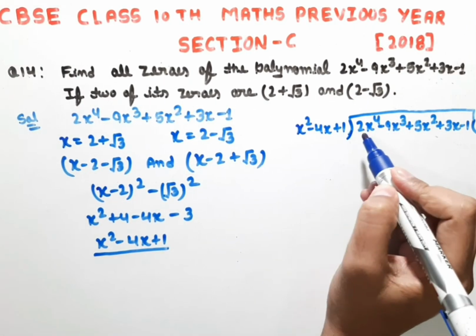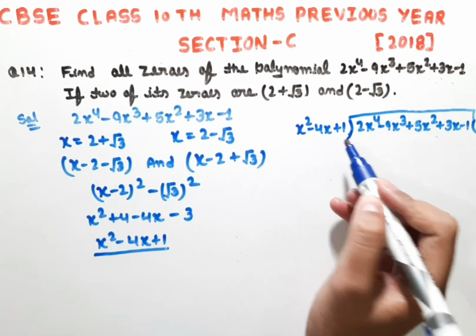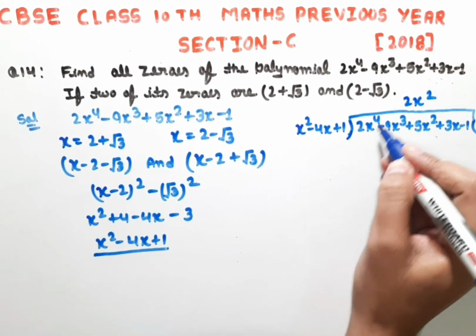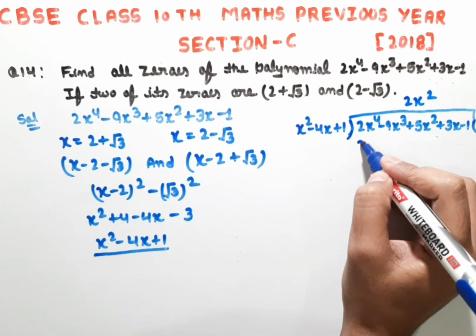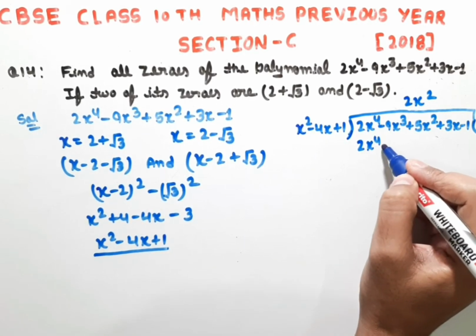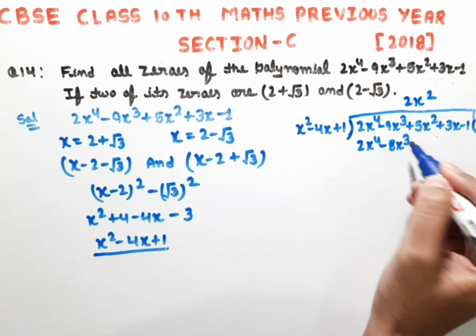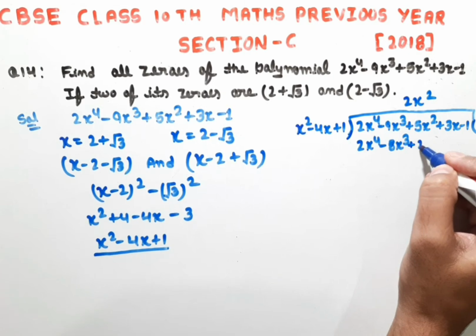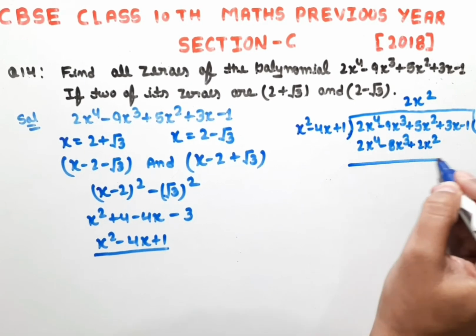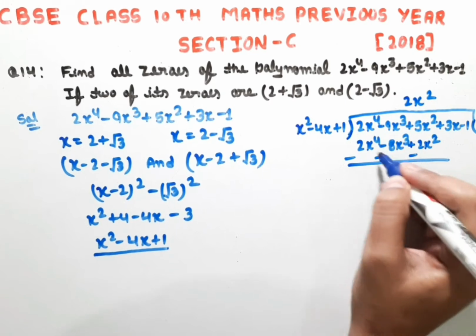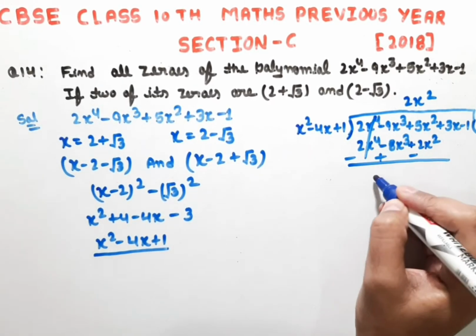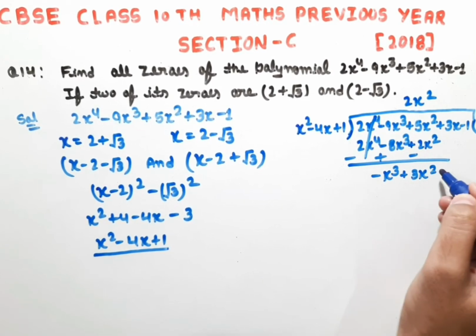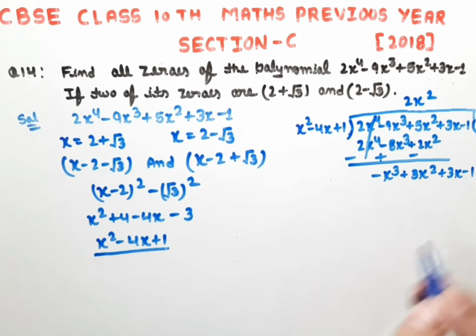Now dividing our polynomial by x square minus 4x plus 1. So firstly 2x square. So 2x square into x square minus 4x plus 1 gives 2x to the power 4 minus 8x cube plus 2x square. Signs will be changed, minus plus minus. This will be cancelled out. So minus x cube plus 3x square plus 3x minus 1.